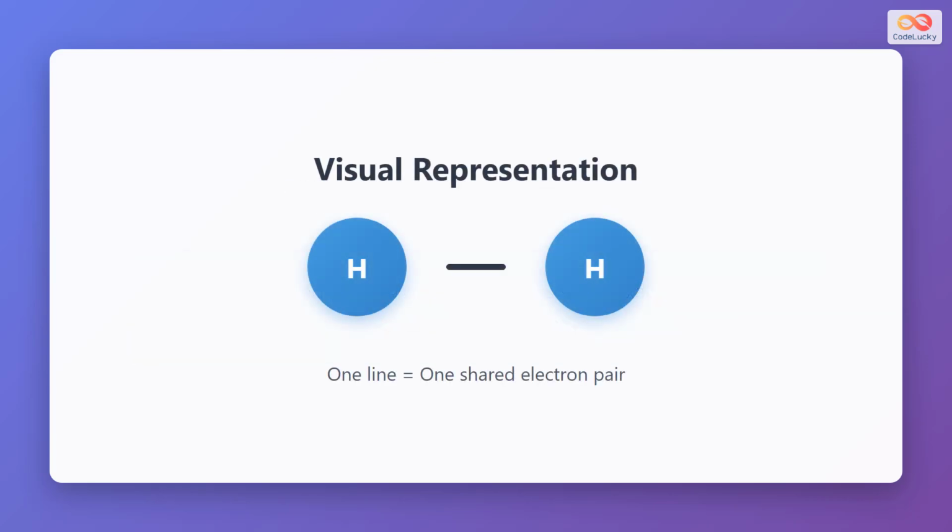In chemical structures, we represent single bonds using a single line drawn between two atoms. For example, in a hydrogen molecule, two hydrogen atoms are connected by one line. This single line symbolizes the one pair of electrons being shared between the atoms. This notation makes it easy to visualize molecular structures and understand how atoms are connected in different compounds.